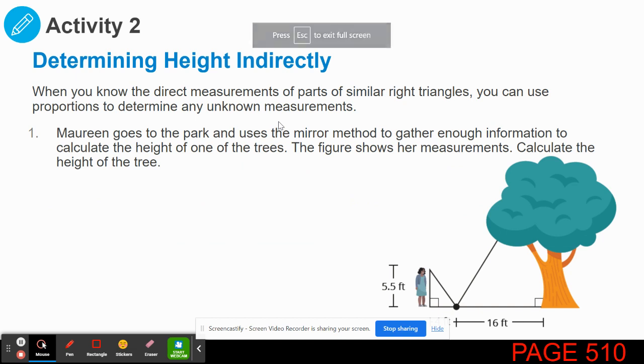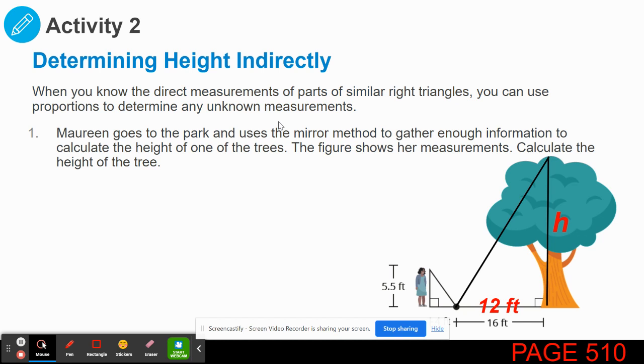Okay, so just kind of some more examples here, some more practice with this. First off, we're going to calculate the height of this tree. You can see this is Maureen here. She went to the park. She used the mirror method as well. She's already got her measurements there. So there's our height that we want to find.